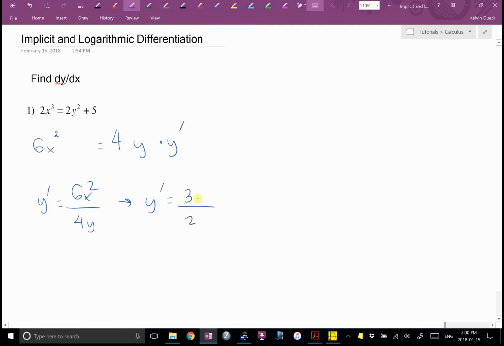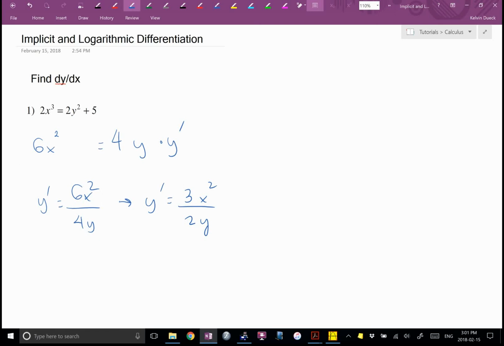Right? That's what it would say. That's what implicit differentiation says. It says, look, if you can't get the y by itself, or in this case, if you're too lazy to get the y by itself, go one term at a time.